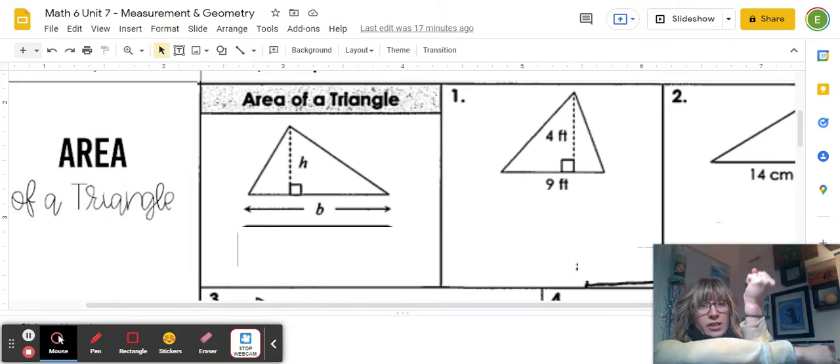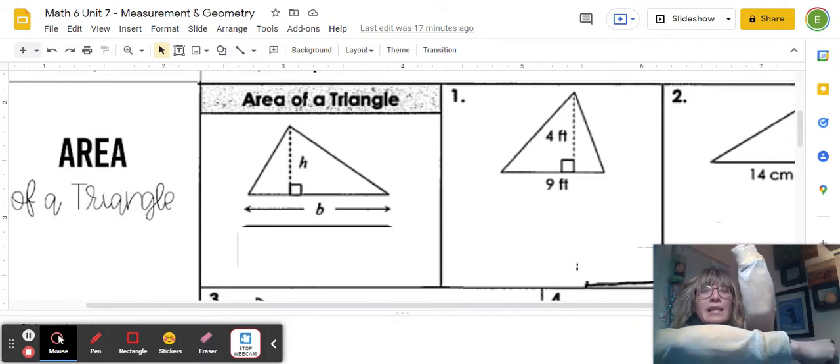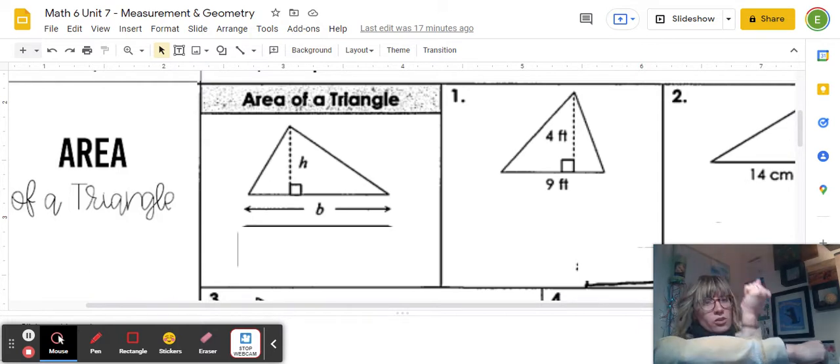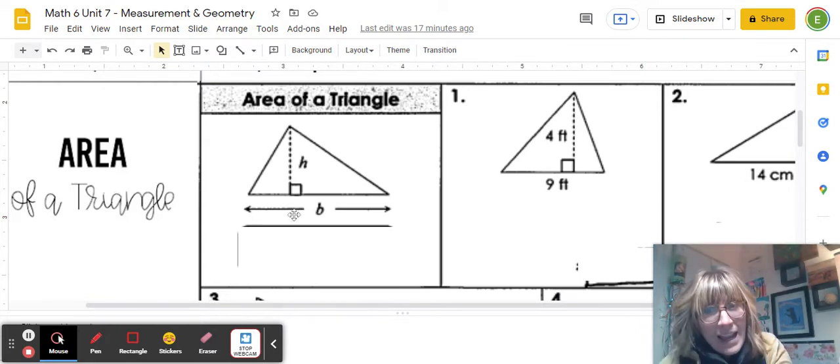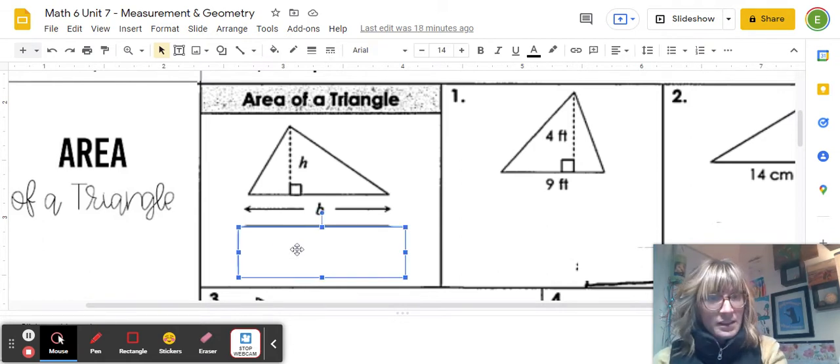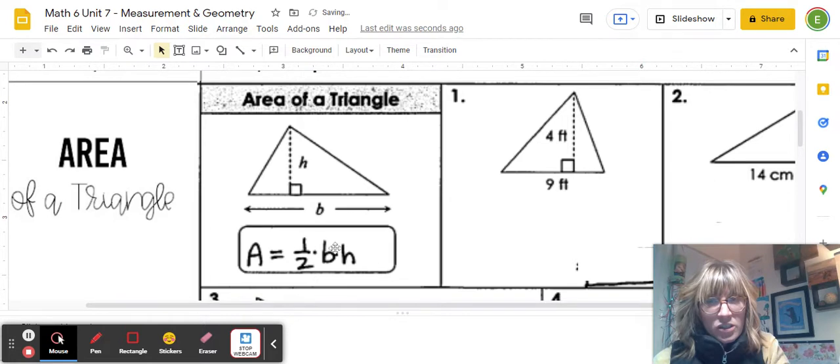From the vertex intersecting the base is how you find the height. So this little parachuter coming down from the highest point, the vertex, and intersecting the base perpendicularly, at that 90-degree angle, is the height. So we can use that height and base to notice that in order to find the area of a triangle, you're going to multiply the base times the height, and then you're just going to take half of it.